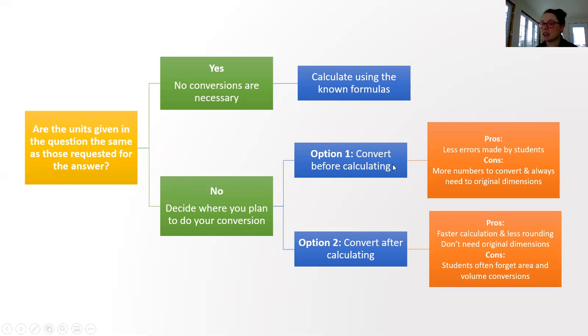So that's the first option, calculate before converting. And yes, less errors by students, but the disadvantage of more calculations, longer calculations, and you always need to know your original dimensions. Option number 2, when the units are not the same, is convert after you've calculated. So keep everything exactly as is, do your calculations, and then at the end, make your adjustments. The pros for that side is it's typically faster. You've got less numbers to convert, so you've got less rounding, less error. Typically, you will get a much better number if you follow that route.